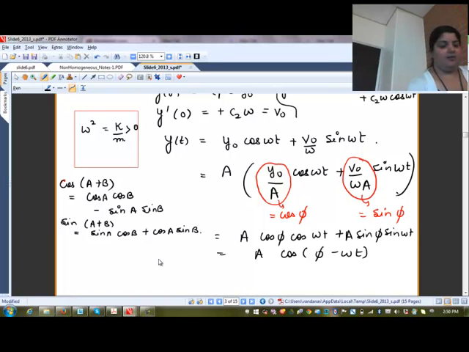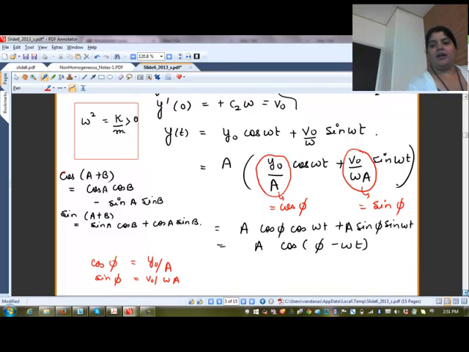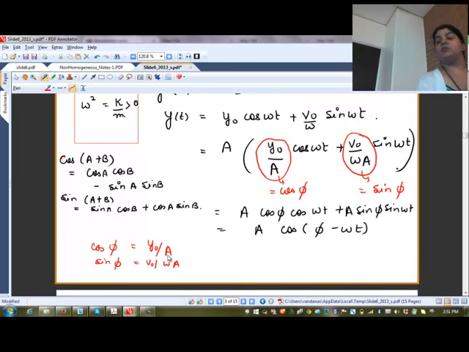So we have two equations here. Cosine of phi is y naught over A, and sine of phi is v naught over omega A. So if I want to simplify this and solve these two equations for A, what will I do? Both phi and A are unknown here. I have two equations, two unknowns. How will I get rid of phi to get A, or get rid of A to get phi?